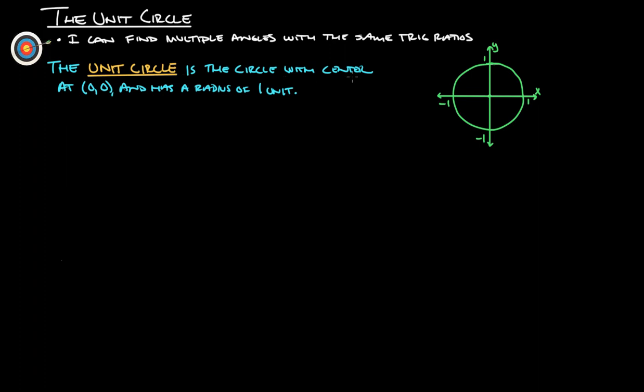The unit circle is the circle with center at (0, 0). So this right here is right in the middle. That's the x-axis and the y-axis. And it has a radius of 1 unit. So from here to here is 1, here to here is 1. Any distance from the center of the circle to the edge of the circle, all of these lengths here are exactly 1.